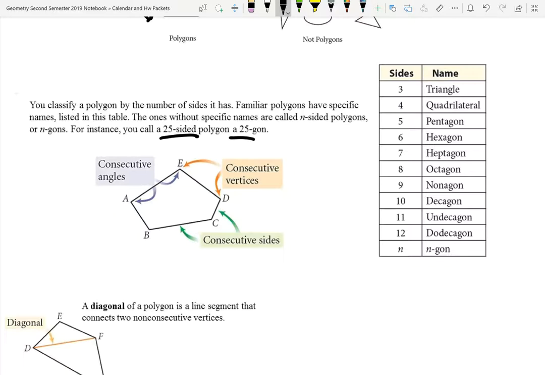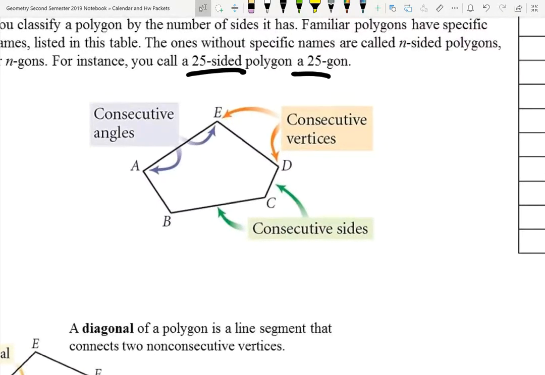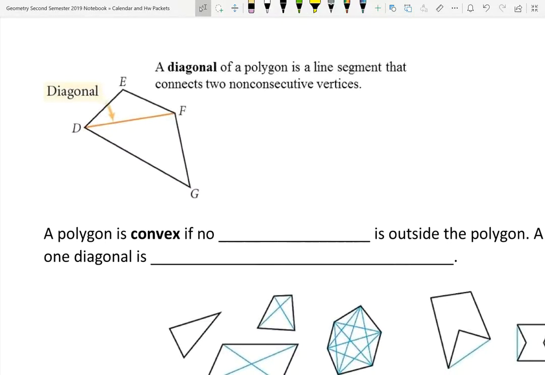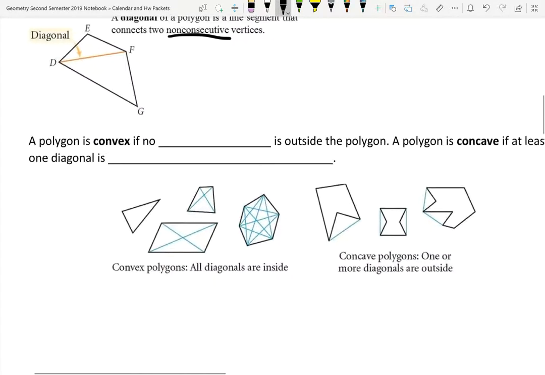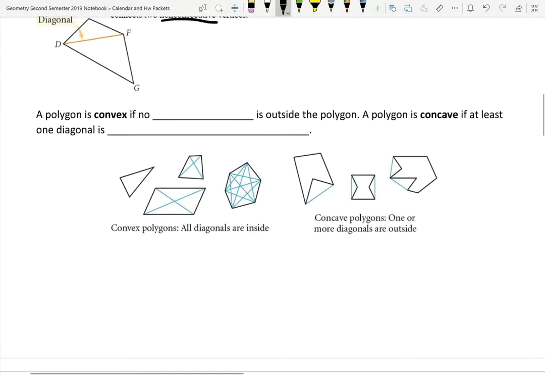Any vertices, angles, or sides that are next to each other are called consecutive. A diagonal of a polygon is a line segment that connects two non-consecutive vertices. And we use diagonals to determine if a polygon is concave or convex.